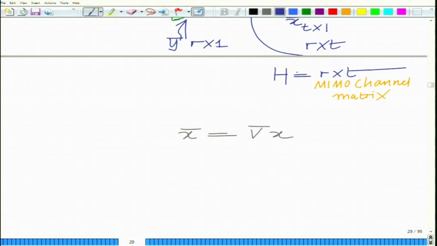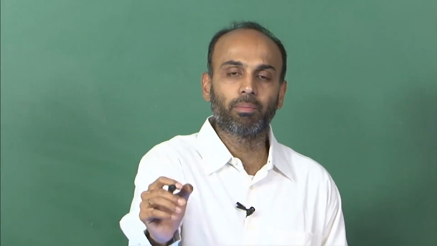So this V bar is your beamforming vector. More specifically, since you are doing this at the transmitter, it can also be known as the transmit beamformer. So what you are doing is using V bar at the transmitter to focus the energy, or transmit the signal, in a particular direction.